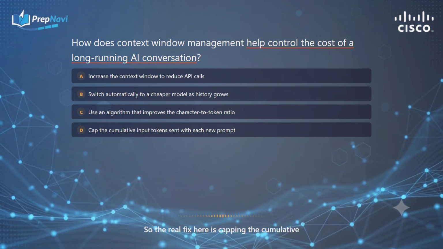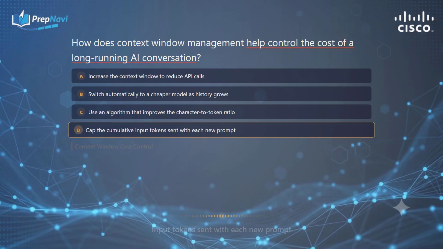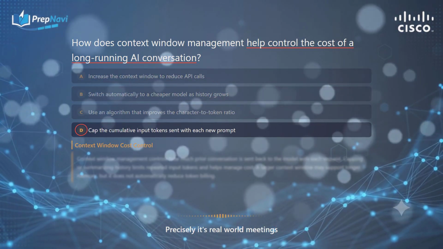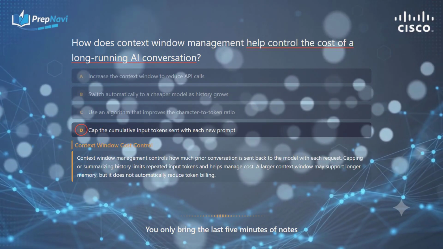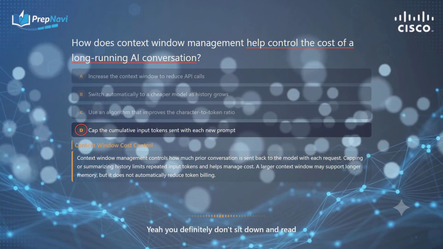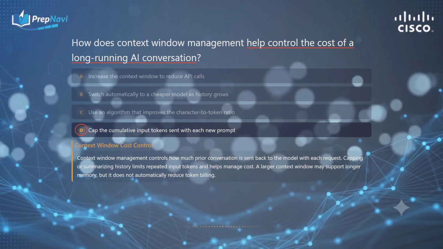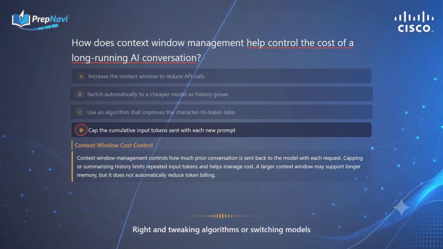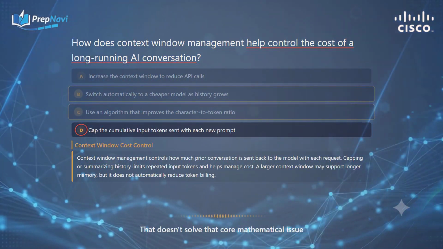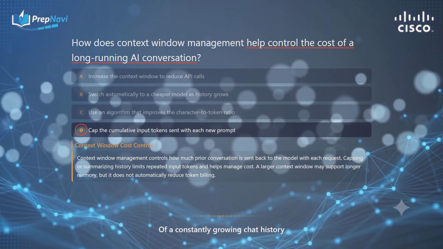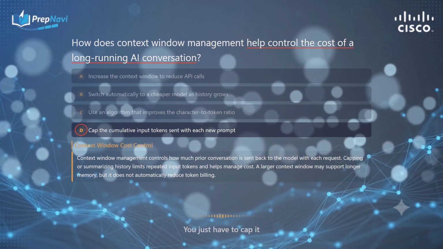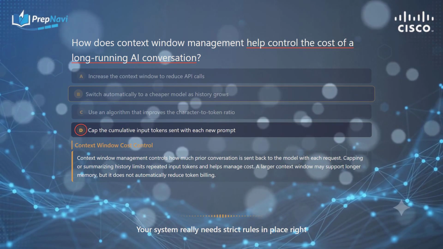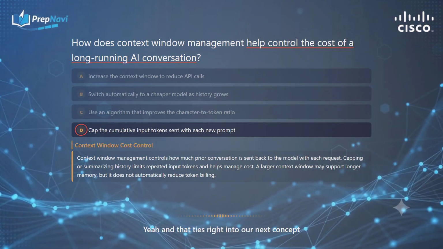So the real fix here is capping the cumulative input tokens sent with each new prompt. Precisely. It's like real-world meetings, you only bring the last 5 minutes of notes to the follow-up meeting. Yeah, you definitely don't sit down and read the entire year's transcript every single time you enter the conference room. No one has time for that. Right, and tweaking algorithms or switching models doesn't solve that core mathematical issue of a constantly growing chat history. You just have to cap it. But to cap those tokens automatically, your system really needs strict rules in place, right? Yeah, and that ties right into our next concept.